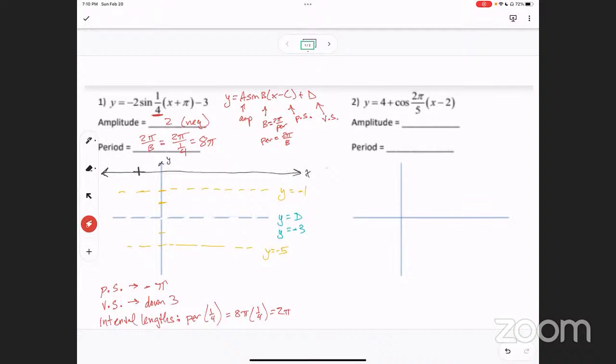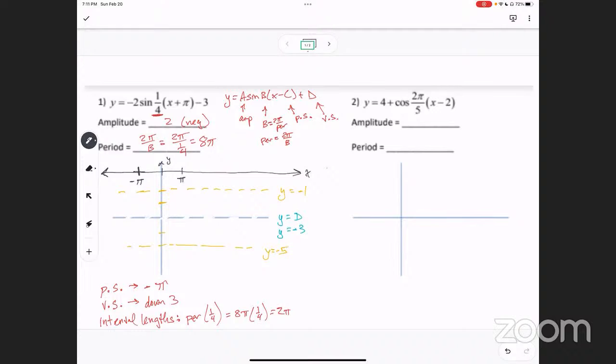In my opinion, that makes it easier. As long as you label it clearly, your teacher should be fine with that. So notice that I'm starting at negative pi. My interval lengths are 2 pi. So what I'm going to do is count 2 pi over. There's 1 pi, there's 2 pi, which would put me at pi, right?